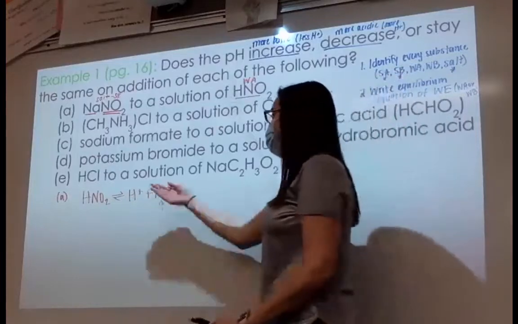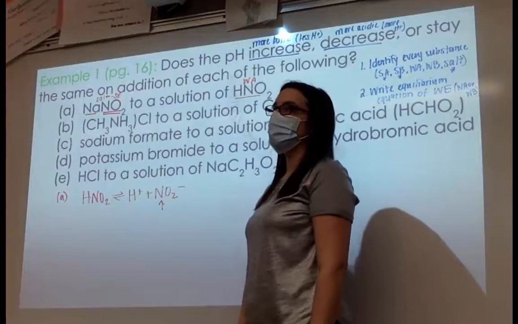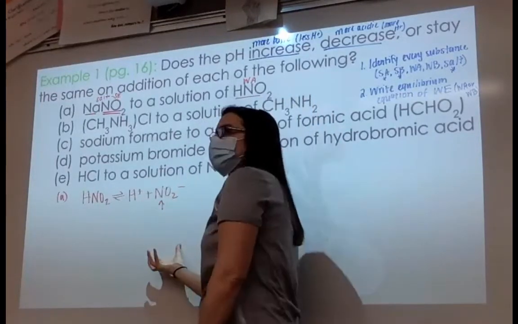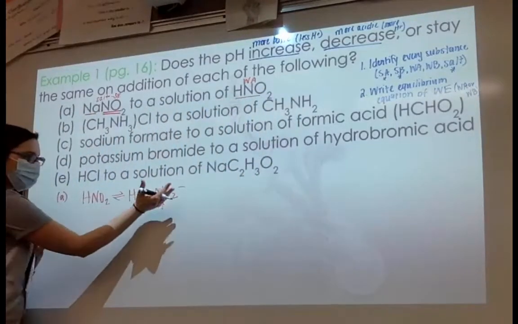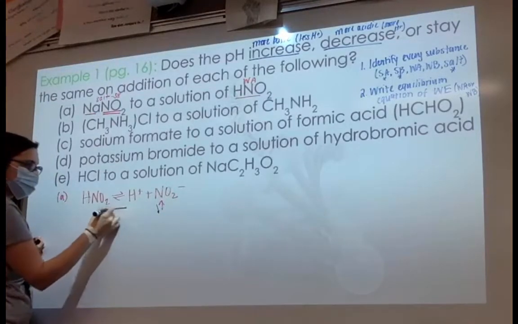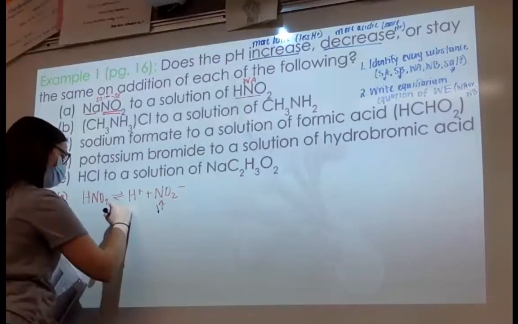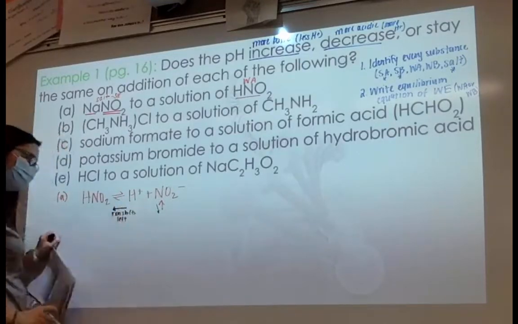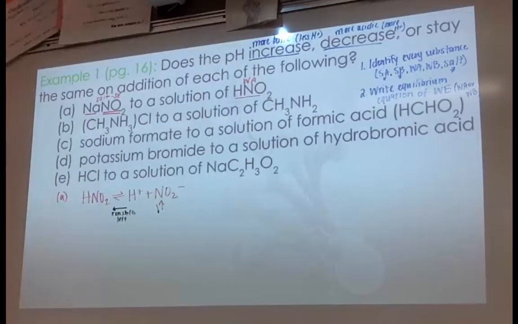So now I have too many products. I have too many products compared to reactants. So this reaction has to shift to use up what was just added to get back to equilibrium. So to get back to equilibrium, we need to use up this NO2 minus. So to use up the NO2 minus, the reaction will shift to the left. So the reaction shifts left, or we could say the reverse reaction proceeds.